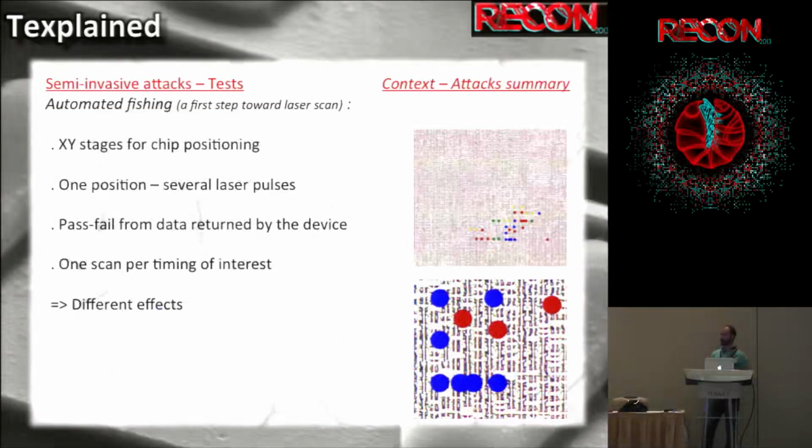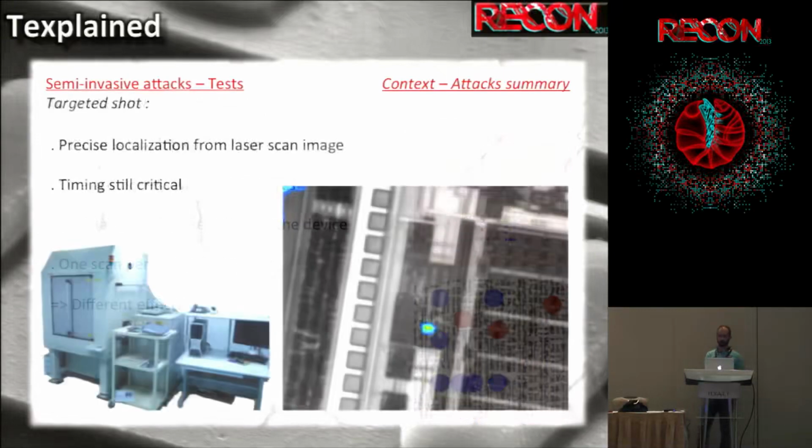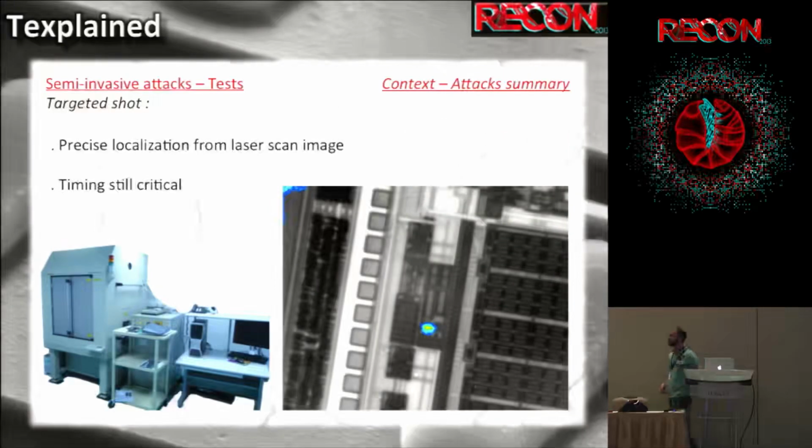But then, if you want to go even further and you have quite some money, you can buy another machine, which is a scanning laser microscope. This one is a famous, very nice machine. You can use the laser now to make a picture of the chip. So you scan with the laser, and you make a picture of the chip. Once you have the picture, you tell the machine, I want the laser to be here. And so now it will be very precise for the localization. The only thing you have to do now is find the good timings and the good spots.